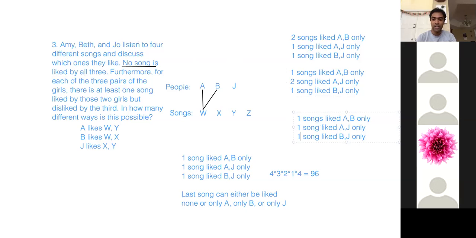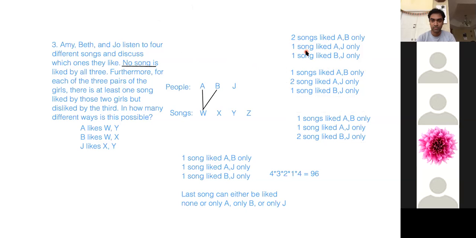Okay, so now how many ways are there for each of these? And let's just pick one of them to start off with. What if I know that I want 2 songs to be liked by A and B, 1 to be liked by A and J, and 1 to be liked by B and J? In this case, how many ways are there to assign the songs to people?